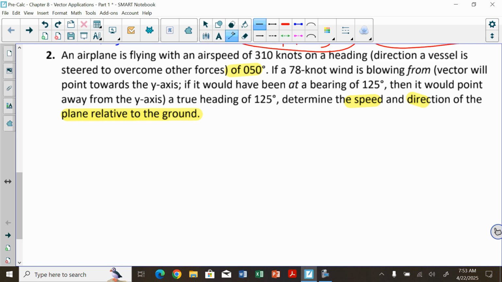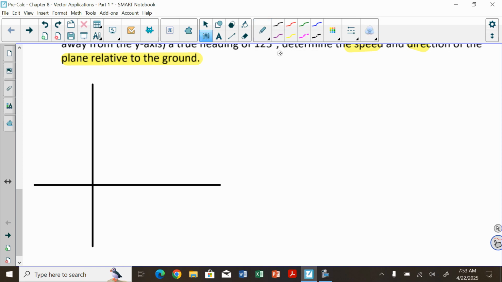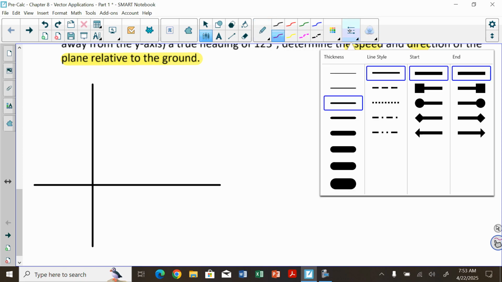Okay, so when I do this, I'm going to try to draw a line. I'm going to make this pretty large just to help us out. I'm going to make my y-axis here, and then draw an x-axis right here just to help us with our drawing. The first part, we've got an airplane going at an airspeed of 310. So we'll draw our airplane, and it's at an angle of 50 degrees, heading on a direction of 050.